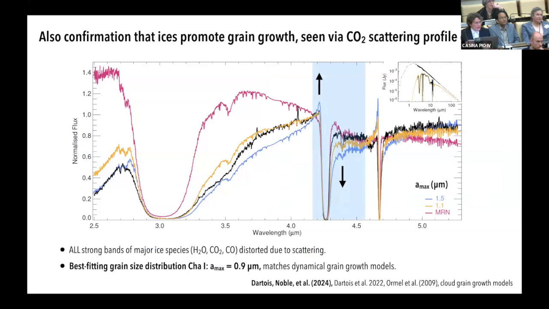One other interesting thing that we can get from the profiles is that we're definitely seeing that grains have grown in the molecular cloud relative to the ISM. So this is in black the data, and in colors 3 different grain size distributions with 3 different maximum grain sizes. And the shape of the CO2 feature is altered so that you get a distortion with blue shifted emission, red shifted absorption when you have larger grains. So when we do a detailed fit to these data, by Emmanuel Dartois in a paper that came out recently, they get a maximum grain size of 0.9 microns. And this is consistent with what we would get for dynamical growth models of grains in molecular clouds.